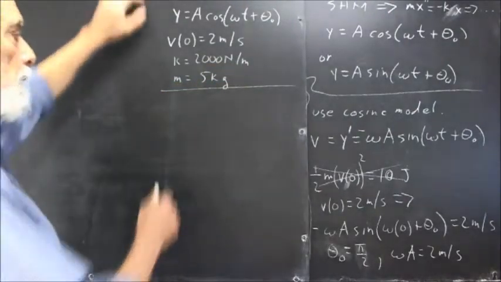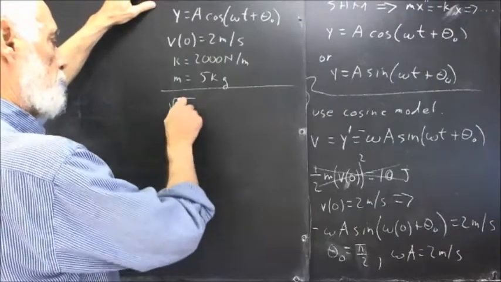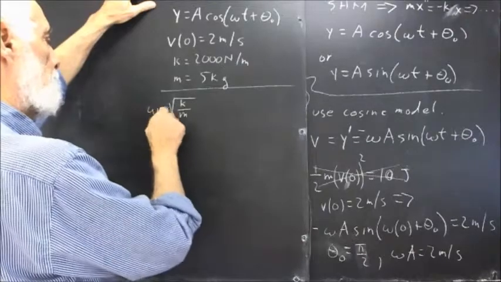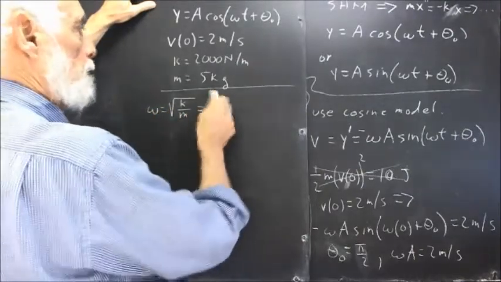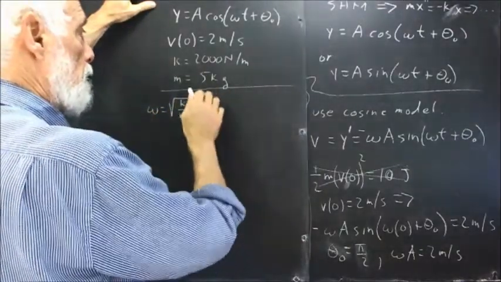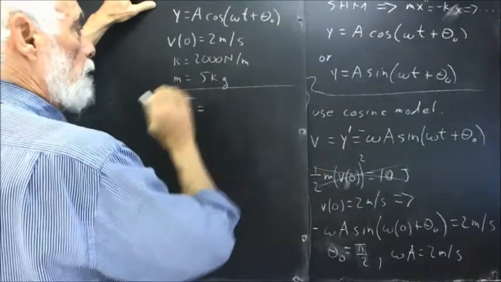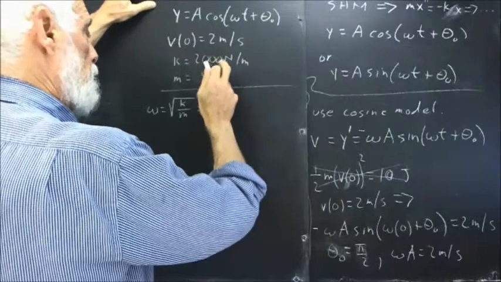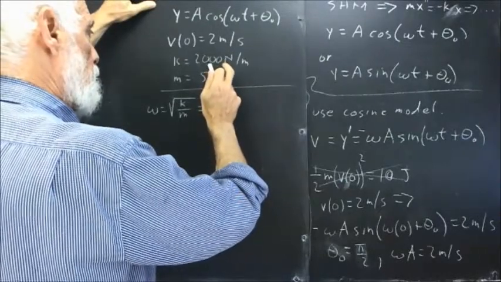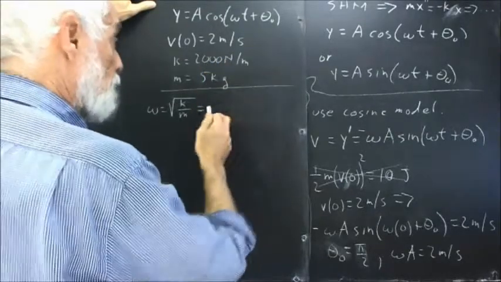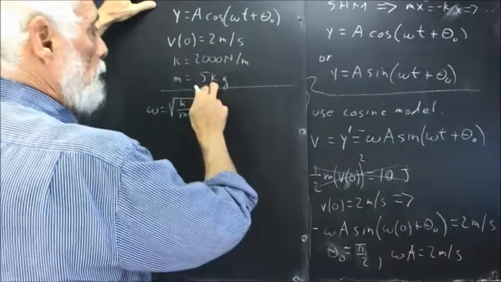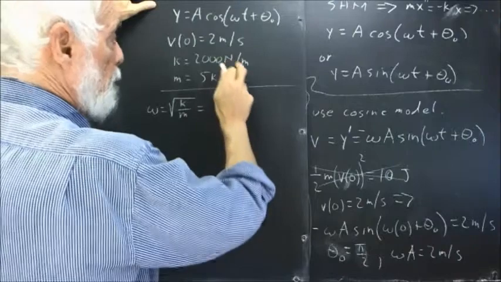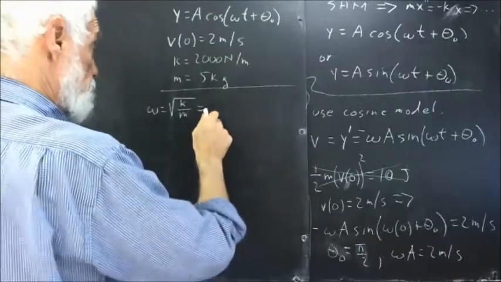We see k and m. At every opportunity we use the fact that omega equals the square root of k over m. So that's going to be what? Square root of k over m is 2,000 over 5, which is 400. The units will be reciprocal seconds squared. If you divide the newton by kilogram, you're going to end up with a meter squared per second squared. Divide out the meter, you end up with a second squared in the denominator, etc.